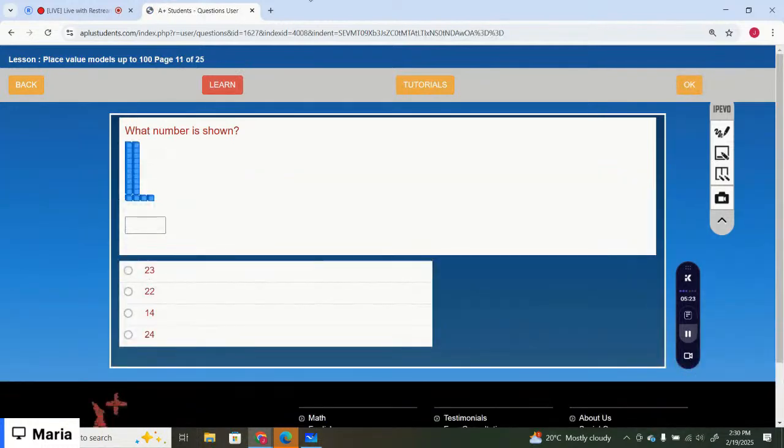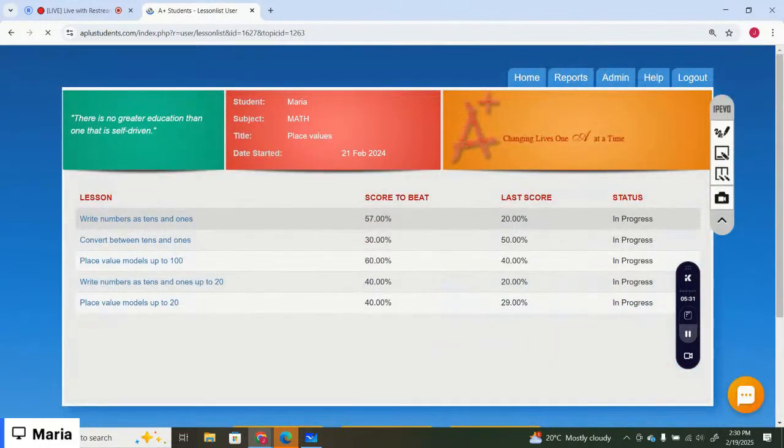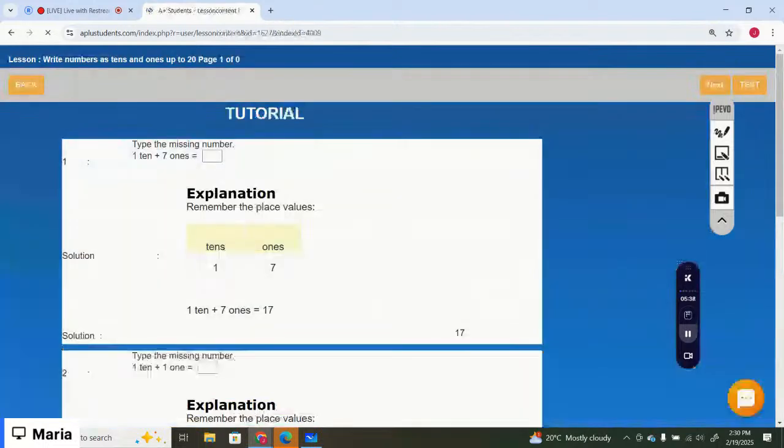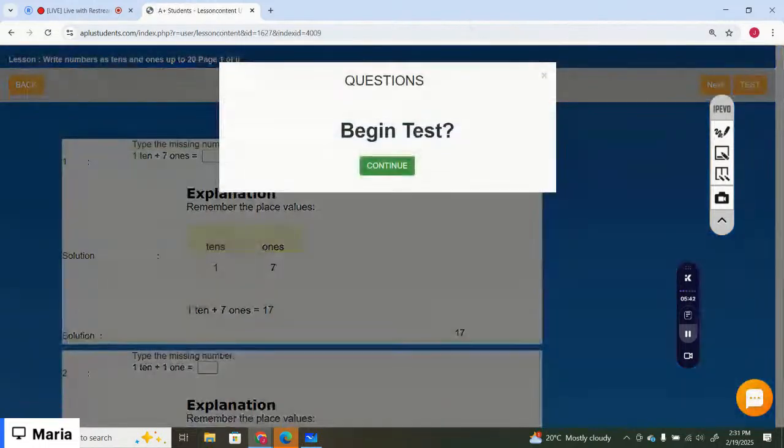Okay, you can complete the lesson by yourself later today. Let me just move on to the next lesson. The next lesson is write numbers as tens and ones up to 20. Let's just start with the test questions.